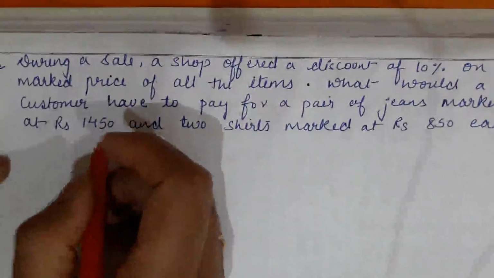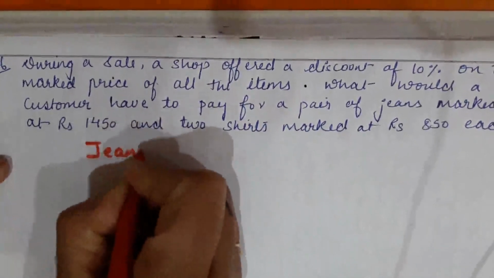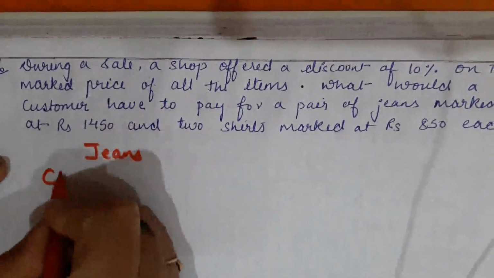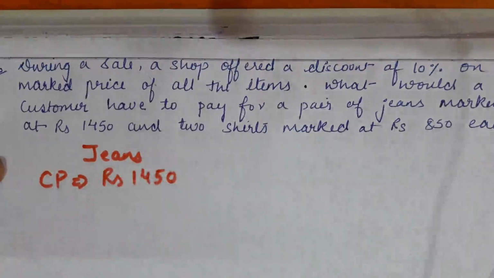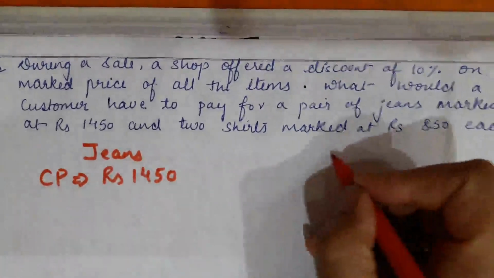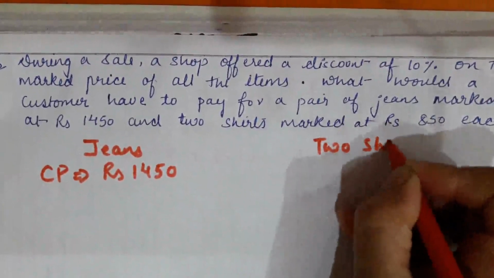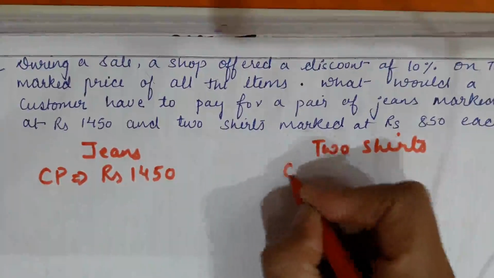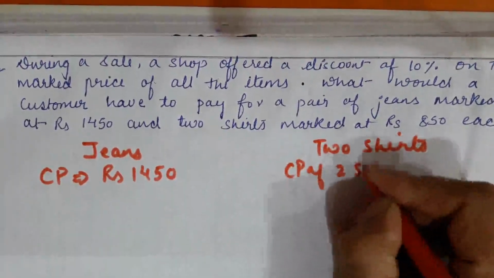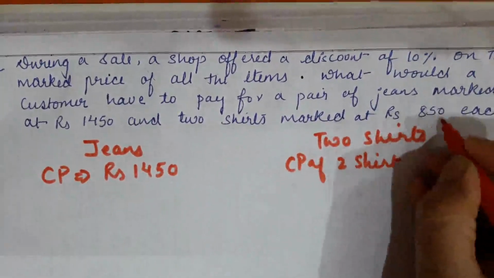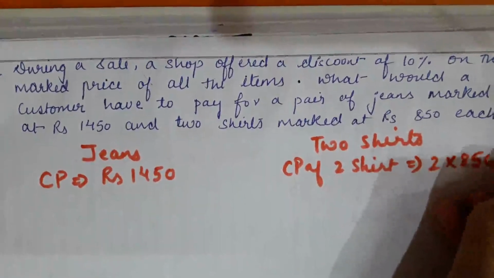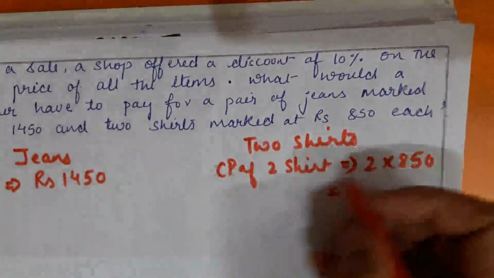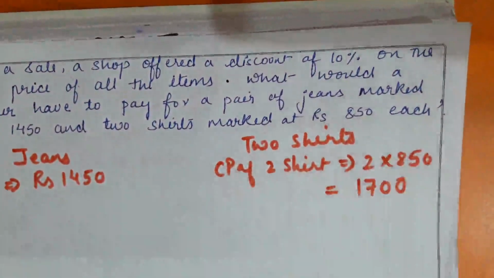So when we are talking about jeans, the cost price of that jeans is rupees 1450, and he is buying two shirts, so the cost price of two shirts will be, because the cost price of one shirt is 850, twice of 850. So it means he will get two shirts at the cost of 1700.